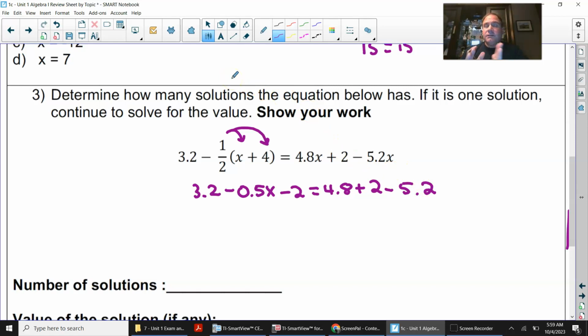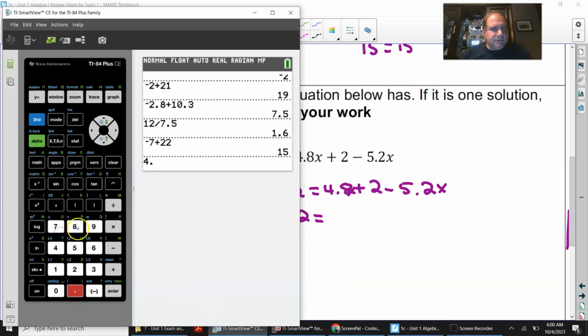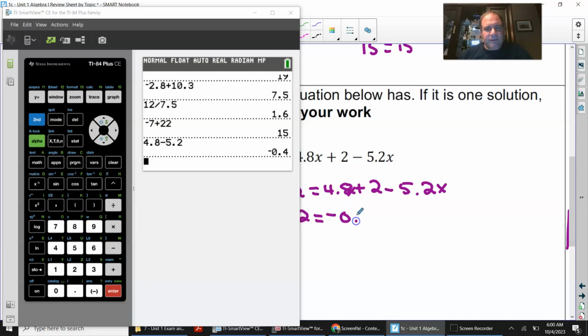Look at the left side. Concentrate on the left side only. The left side right here has two terms that you can combine. I'm going to put the x first as negative 0.5x. And then 3.2 minus 2 is 1.2. For this side, I didn't put the x's down. That's not good. I'm going to take my calculator, and I'm going to do 4.8, combining like terms, minus 5.2. And you get negative 0.4x. And then I'm going to bring down that plus 2.